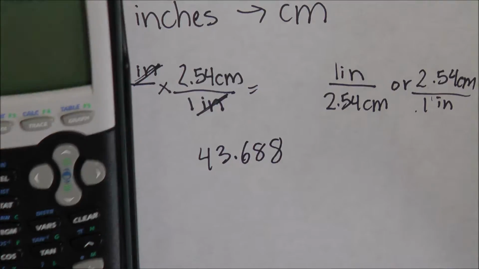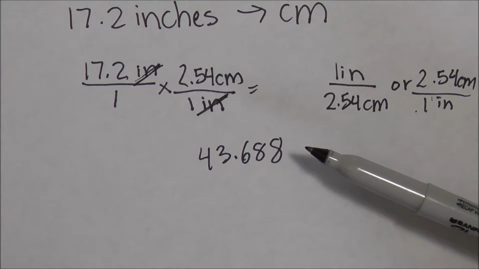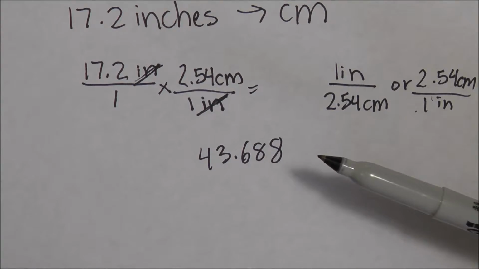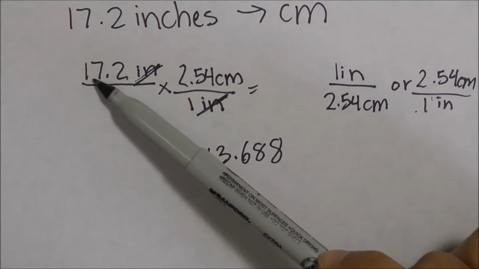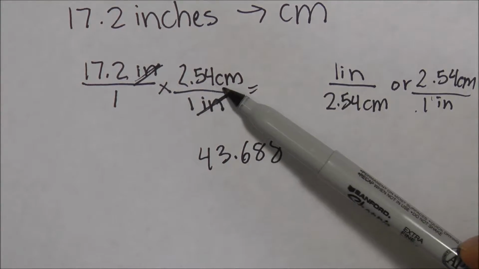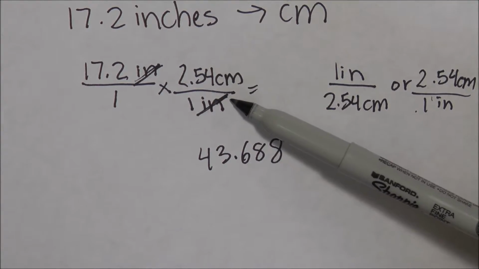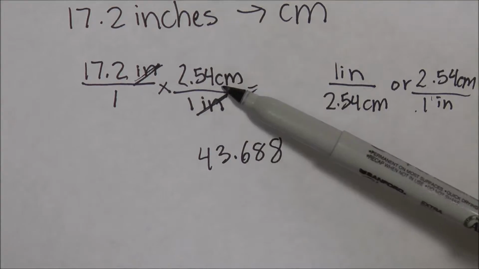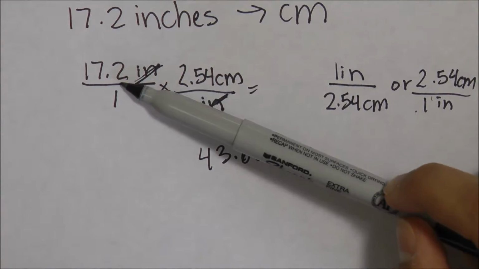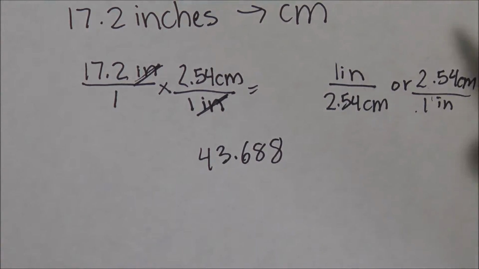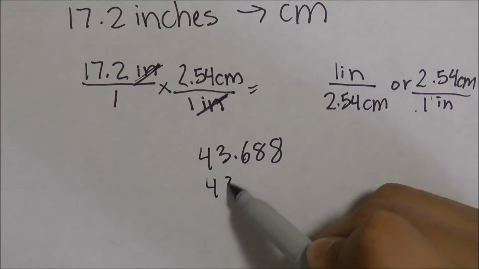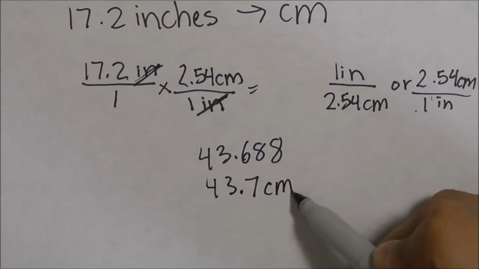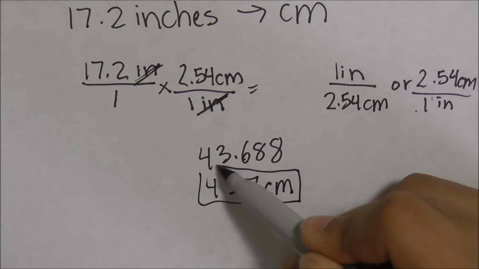43.688. Without sig figs, this number is not considering sig figs. With sig figs, you would see that this has 3 sig figs, this has 3 sig figs. But since this is a conversion factor, it always has unlimited sig figs. So you would go to this one, which has 3, so your final answer should have 3. So this should be 43.7 centimeters. Don't forget your units.